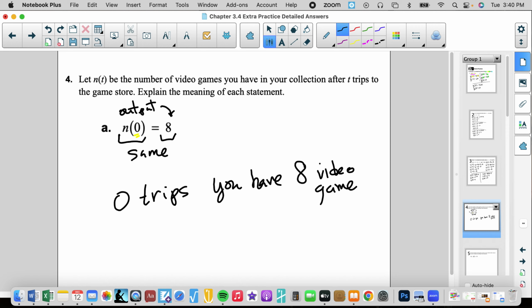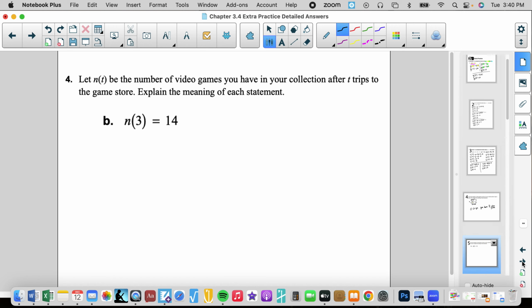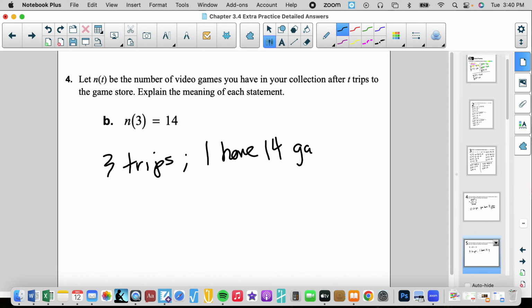So what do we know about how many video games we start with? We have 8 video games before we even go on a trip. So my initial number of video games is going to be 8, because if I haven't taken a trip to buy any, that's how many video games I have. n of 3 is 14: after 3 trips, I have 14 games. You see that?